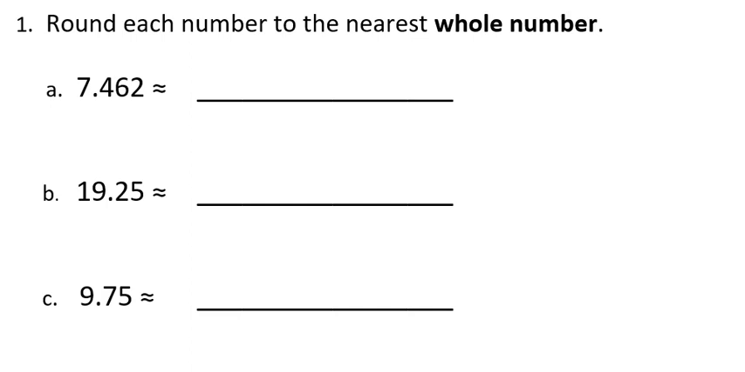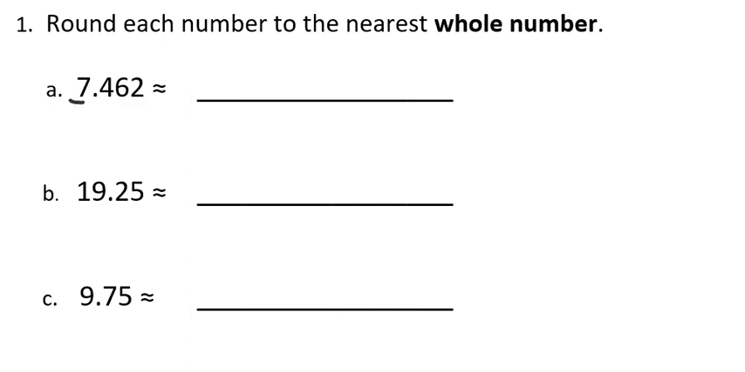If I look at question A, I have the number 7 and 462 thousandths, and I'm going to round that to the nearest whole number. So the first step is to identify the existing whole number. So the whole number would be the 7 in the ones place. That means that my choices when I round will be either 7 or 8. That will be my final answer.